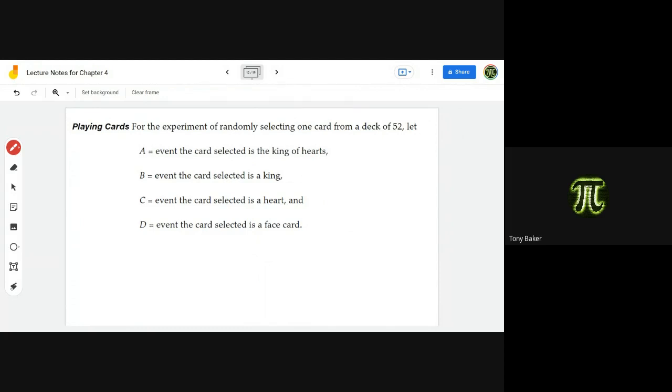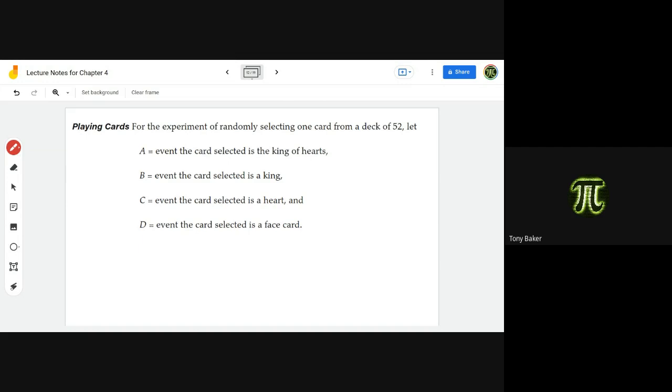All right. So here are our events. So what event happens when I pull a B and C? I would pull the King of Hearts, right? So B and C mean both have to occur. So since B says it's a king and C says it's a heart, both of them have to occur. So that would only be the King of Hearts.